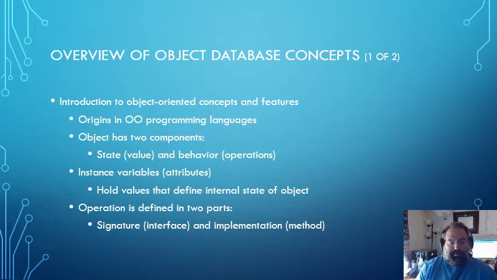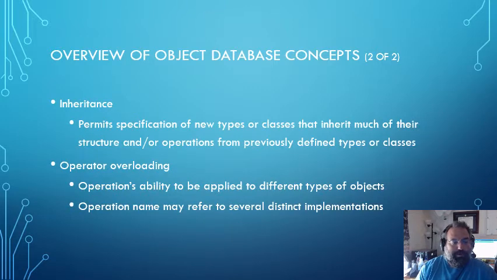An operation is defined in two parts. One is the signature, which is essentially the interface. The second is the implementation, which is the method which implements the interface. Inheritance is the concept that permits the specification of new types or classes that inherit much of their structure and or operations from previously defined types or classes.